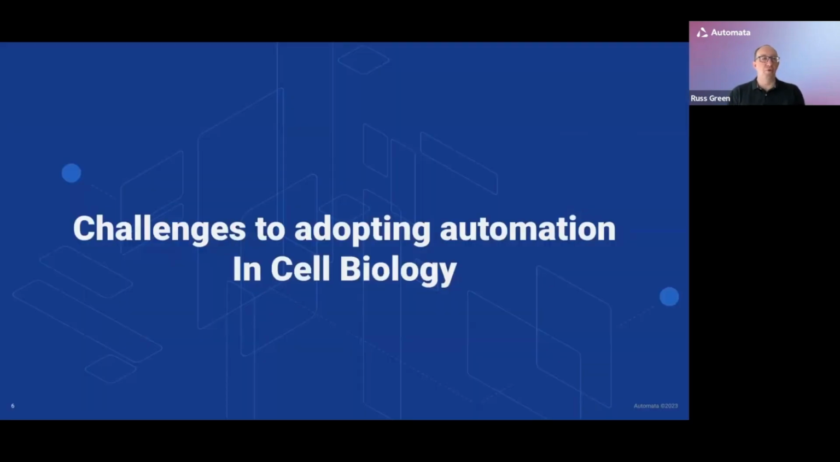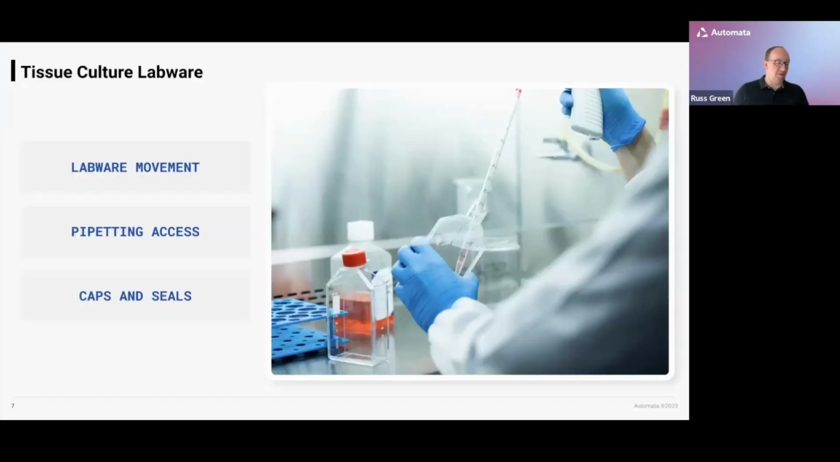So let's go a little bit further into the weeds, and really talk about some of the actual challenges about adopting automation for cell biology at a slightly more granular level. The first thing I want to speak about is labware. And I'm going to speak about the problems first of all, and then I'm going to come back to where I think there are some real tangible solutions to this.